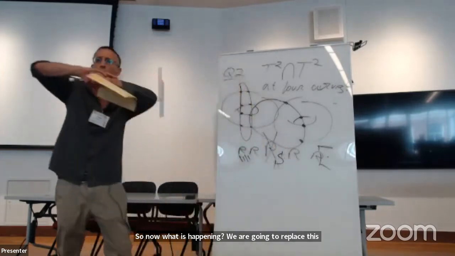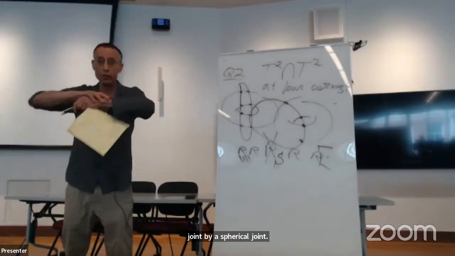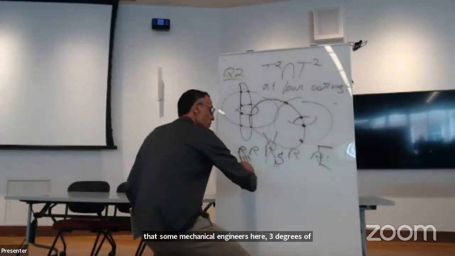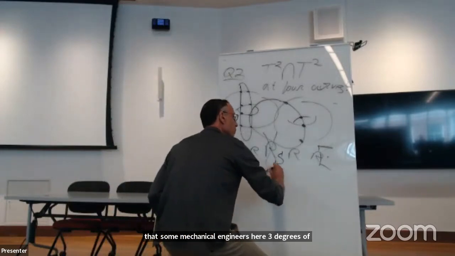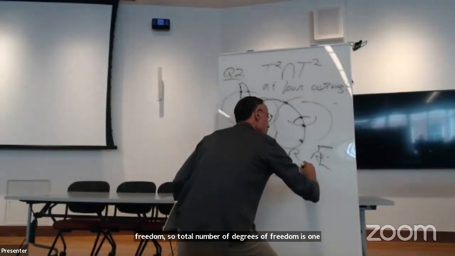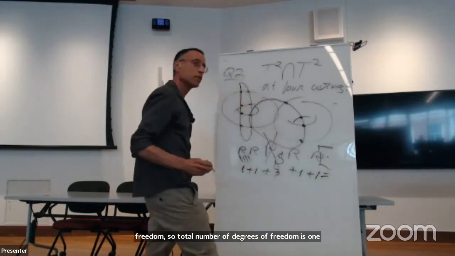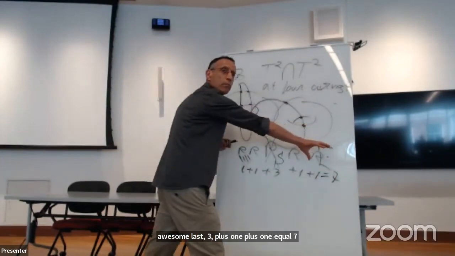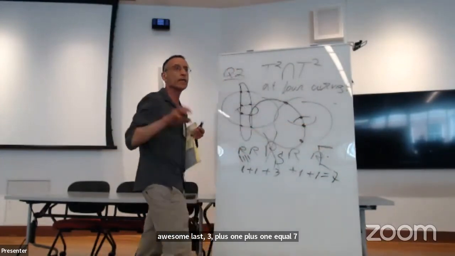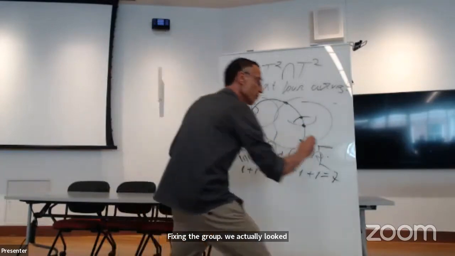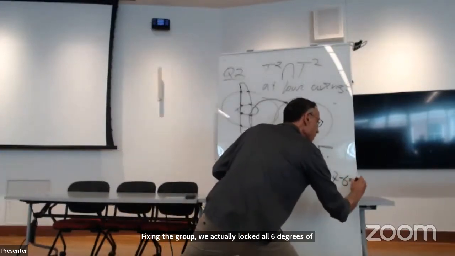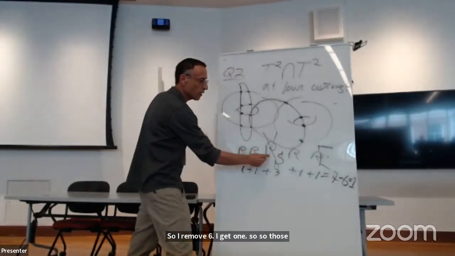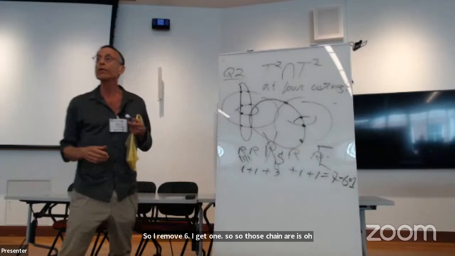Do you know what is a spherical joint? It has 3 degrees of freedom. There are some mechanical engineers here, 3 degrees of freedom. So total number of degrees of freedom is 1 plus 1 plus 3 plus 1 plus 1 equals 7. By fixing the gripper, we actually locked all 6 degrees of freedom. So I remove 6, I get 1. So the closed chain, RRSRR, is a 1 degree of freedom chain.